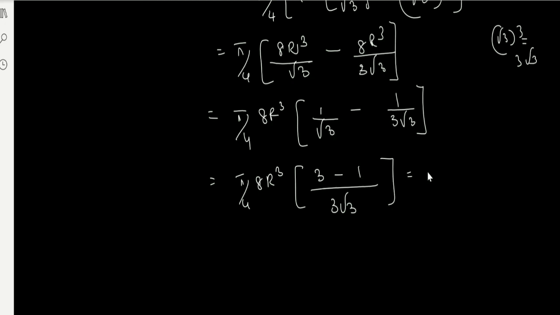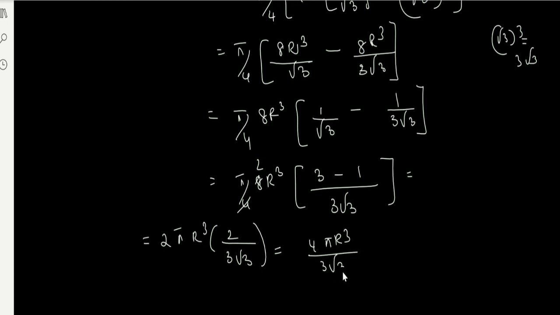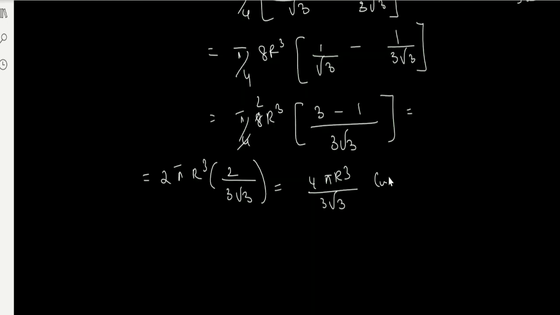That is equal to pi by 4, this is 2. So 2 pi r cube into 2 by 3 root 3. That is equal to 4 pi r cube by 3 root 3 cubic units. So that's the answer, 4 pi r cube by 3 root 3 cubic units.